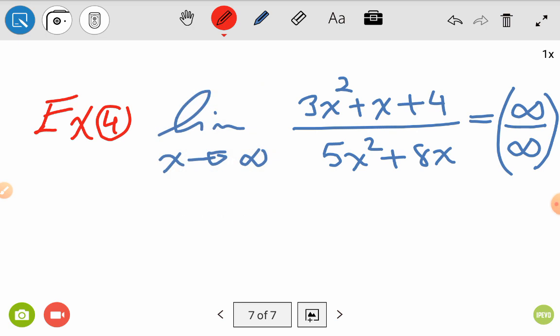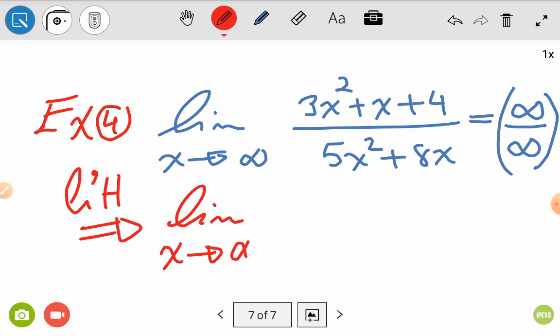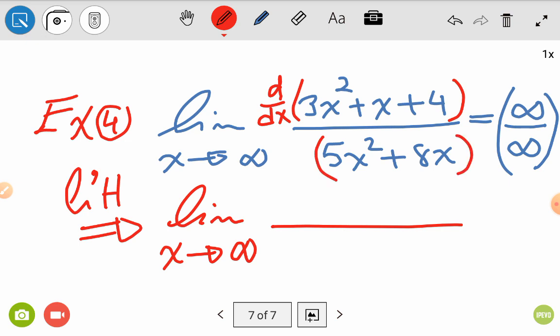How do we find the answer quickly? L'Hopital's rule states that if we have f of x over g of x, and the question asks you to find the limit of this quotient as x approaches 0, positive or negative infinity, or anything else, we will apply L'Hopital's rule. Find the derivative of the numerator 3x squared plus x plus 4 separately, and then find the derivative of the denominator 5x squared plus 8x.